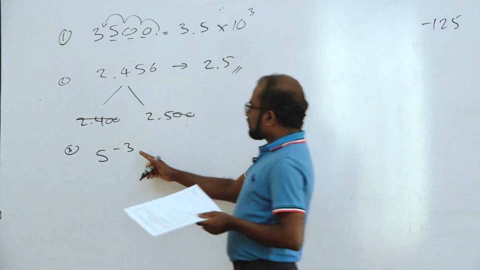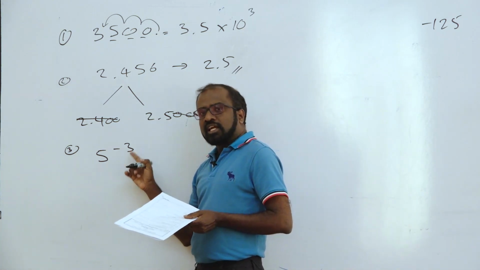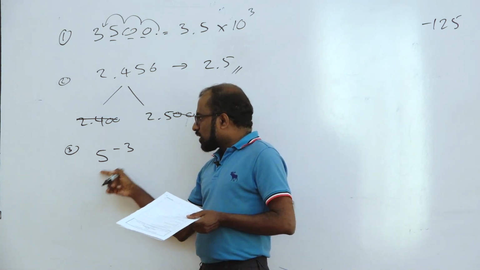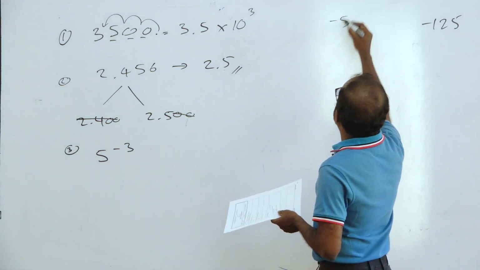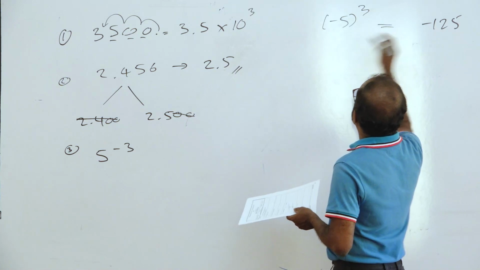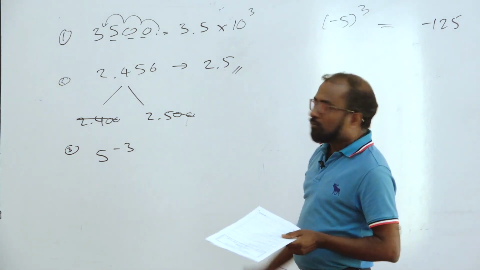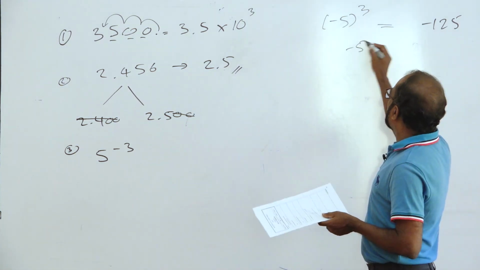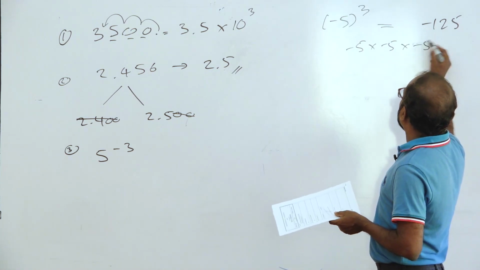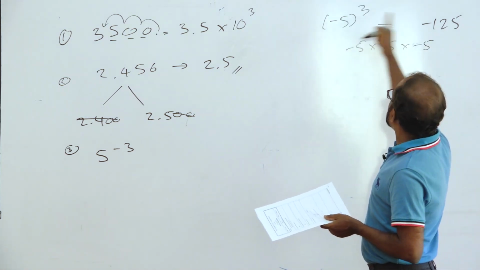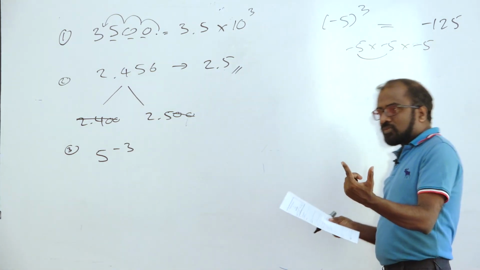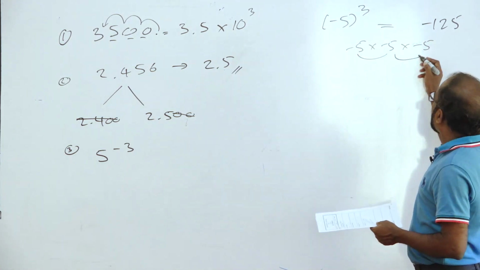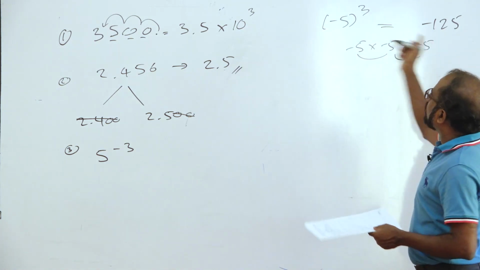Now, this is the negative index. 5 to the power minus 3 is not minus 5 to the power 3. Minus 5 to the power 3 is minus 5 into minus 5 into minus 5. Odd powers are negative. Minus 5 into minus 5 is plus 25, plus 25 into minus 5 is minus 125.